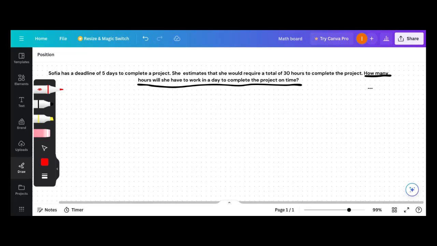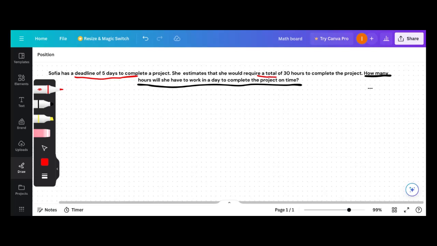So Sophia has a deadline of 5 days. 5 days. Is that important? Yes, it tells us the time. Time is very important in word problems. She estimates that she would require a total of 30 hours to complete the project. 30 hours is important. 30 hours.